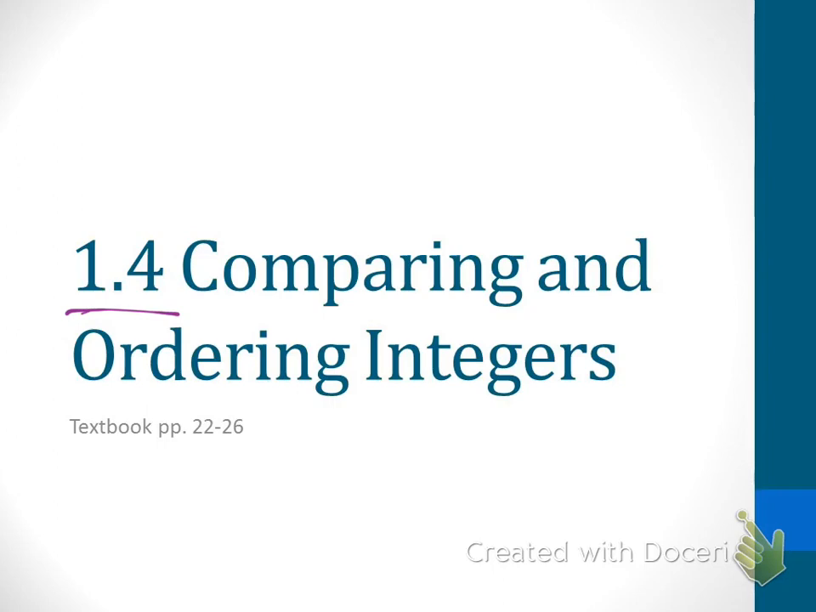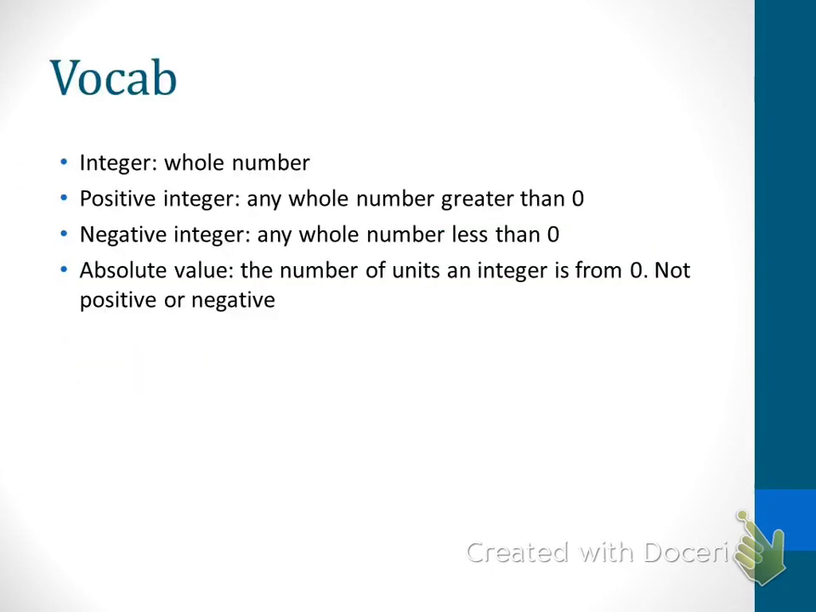Okay, there's some vocabulary you need to know. An integer is a whole number. And then I have positive integers and negative integers, and it all relates to 0. If they're greater than 0, they're positive. If they're less than 0, they're negative. Okay, so positive and negative integers.